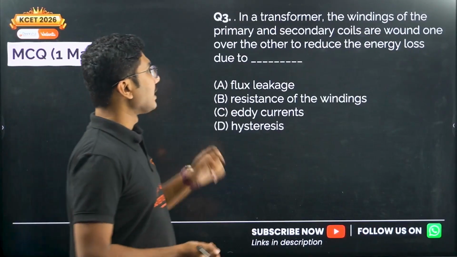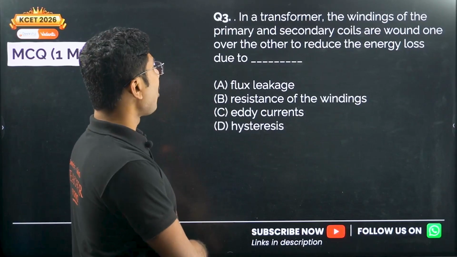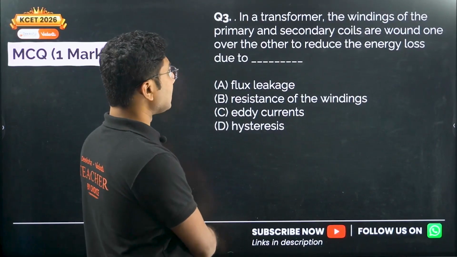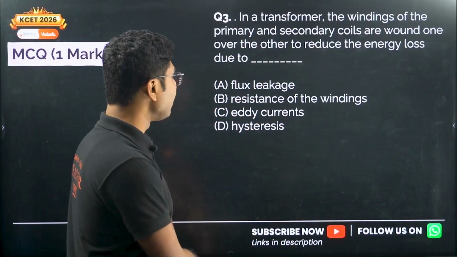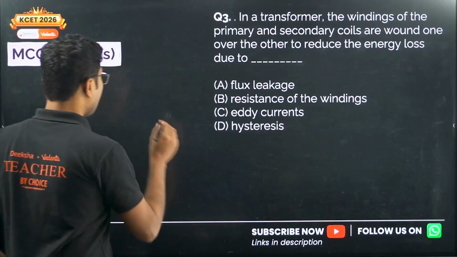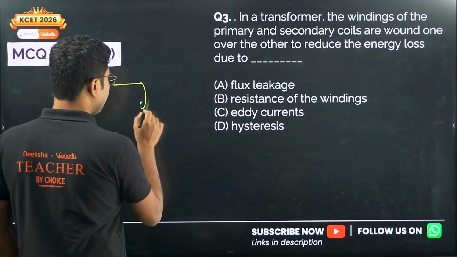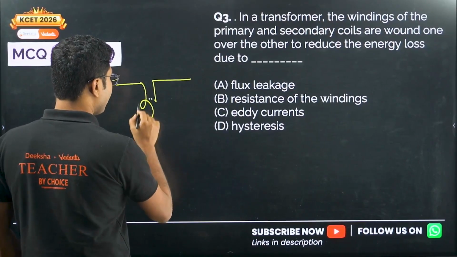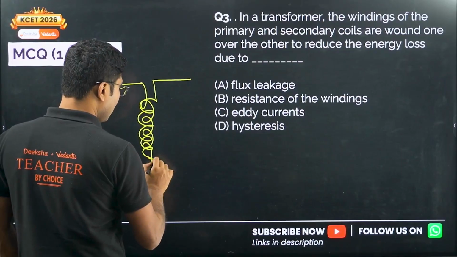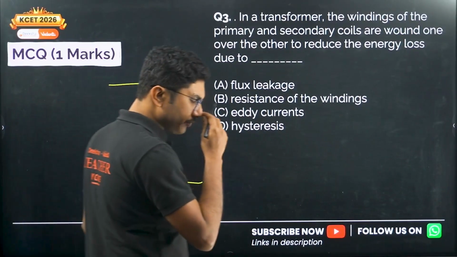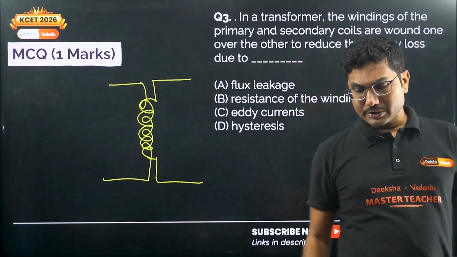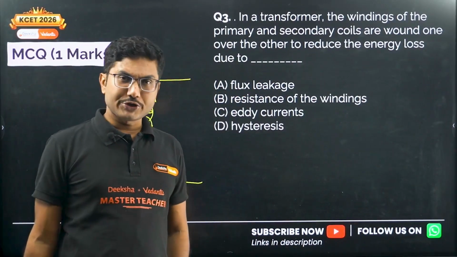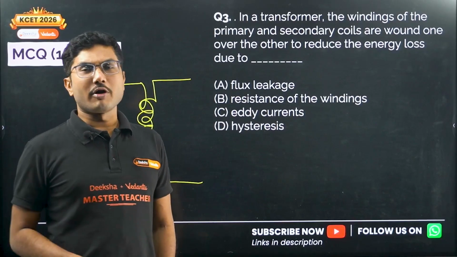Next question, in a transformer, the windings of the primary and secondary coils are wound one over another to reduce the energy loss due to flux leakage. Just for your information, in this chapter there is a part called transformer, and in your pre-board there is a high possibility that a 1, 2 or 3 marker question might come from power loss in a transformer. Power loss in a transformer is a very common type of question, so just prepare it for MCQ as well.